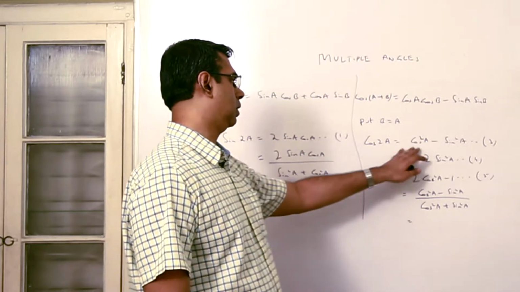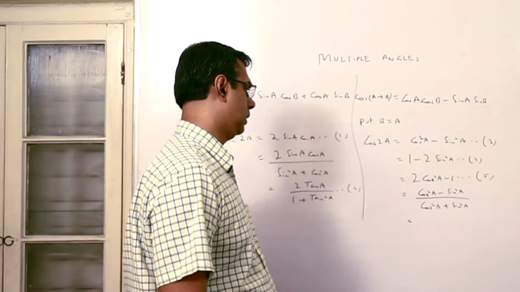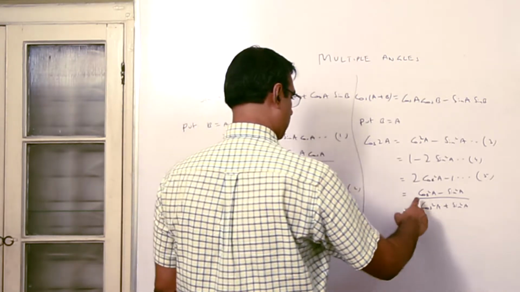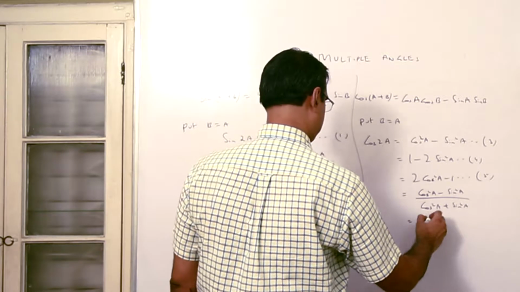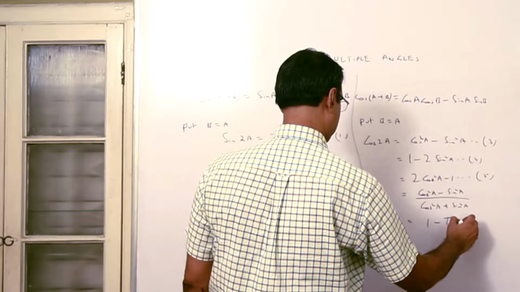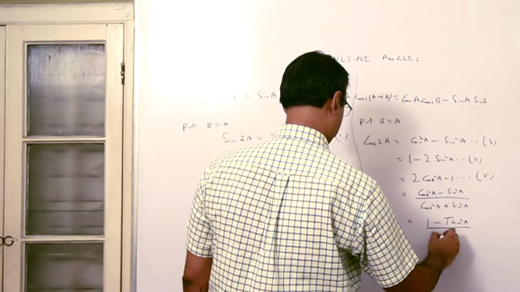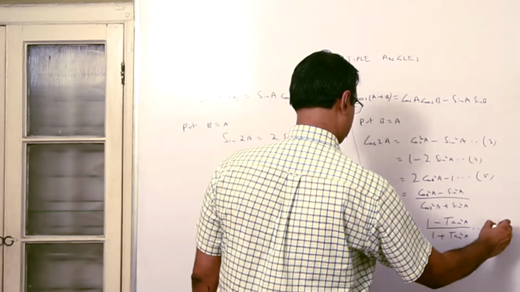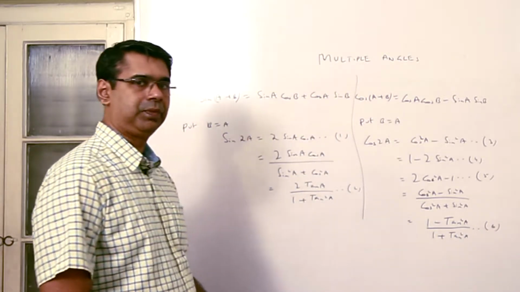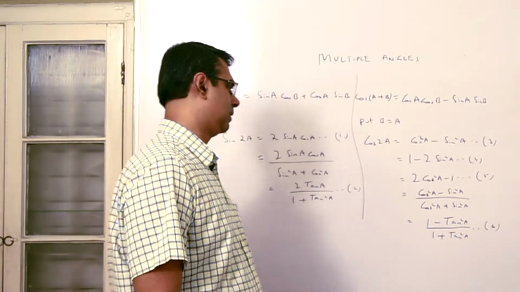If you divide cos square A minus sin square A by cos square A plus sin square A, and if you divide every numerator and denominator term by cos square A, you will get 1 minus tan square A by 1 plus tan square A. This is formula number 6.